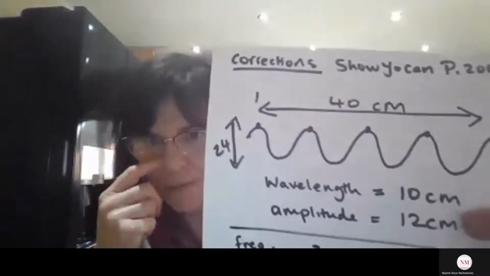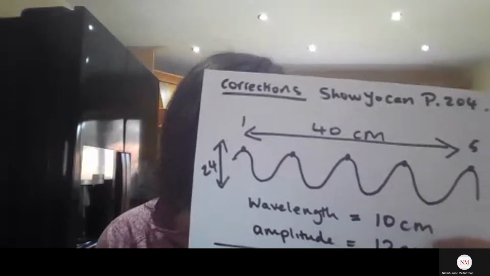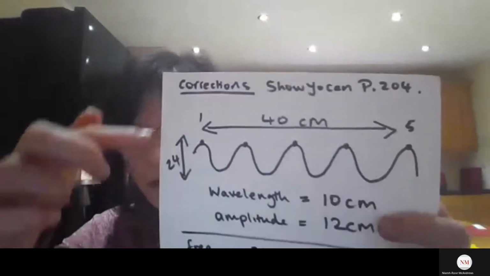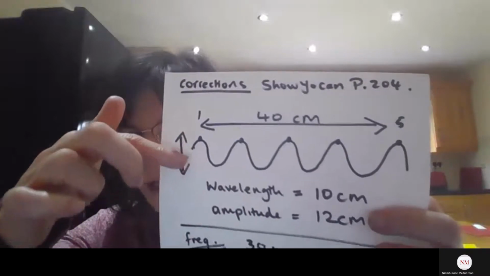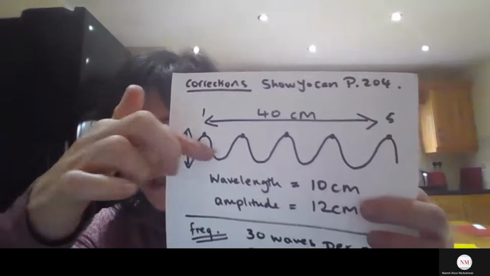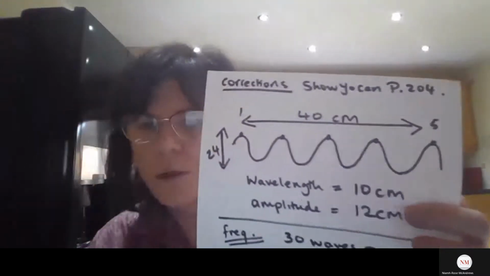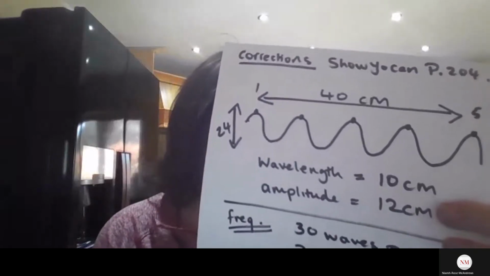204, so you can. Now this is the one you were doing for homework, and I've just drawn it out here. It says the vertical distance between a crest and a trough is 24 centimeters. So vertical distance is this distance. That's the full distance, 24, from a crest to a trough. But amplitude is only from the middle to the top or the middle to the bottom, so you're going to have to halve that to get the amplitude, 12 centimeters.